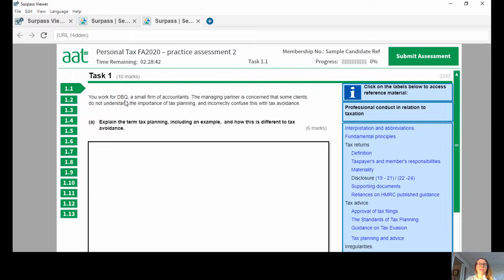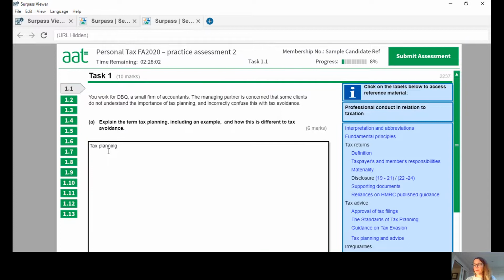So you work for DBQ, a small firm of accountants. The managing partner is concerned that some clients do not understand the importance of tax planning and incorrectly confuse this with tax avoidance. And for 6 marks, we have to explain the term tax planning with an example and how this is different to tax avoidance. I haven't been asked for an example of that, but I might stick one in anyway. So 6 marks, so I'm thinking roughly 3 marks to talk about tax planning, 3 marks to talk about tax avoidance.